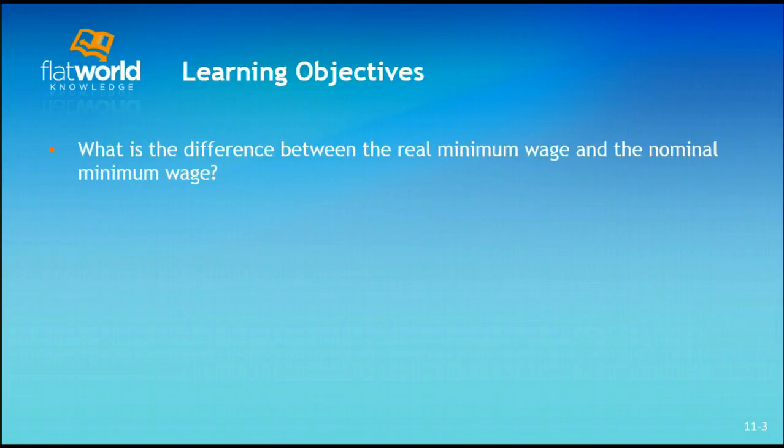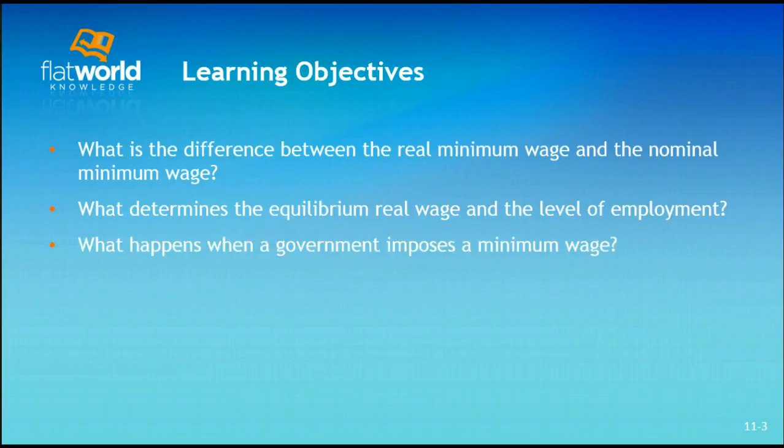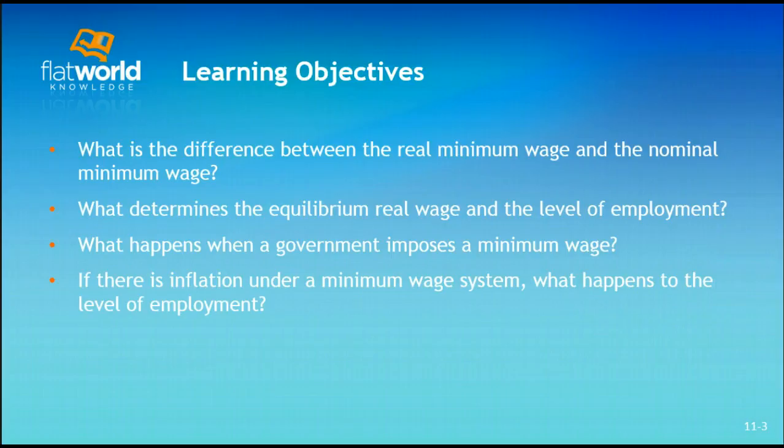We're going to look in this chapter at the difference between real minimum wage and nominal minimum wage. We're going to look at how we determine the equilibrium real wage and a normal level of employment, and then we're going to see what happens when the government imposes a minimum wage. We're also going to see what happens if there is inflation under a minimum wage. We're going to look at the efficiency costs of the minimum wage, and we're going to debate whether or not those are really there or not.